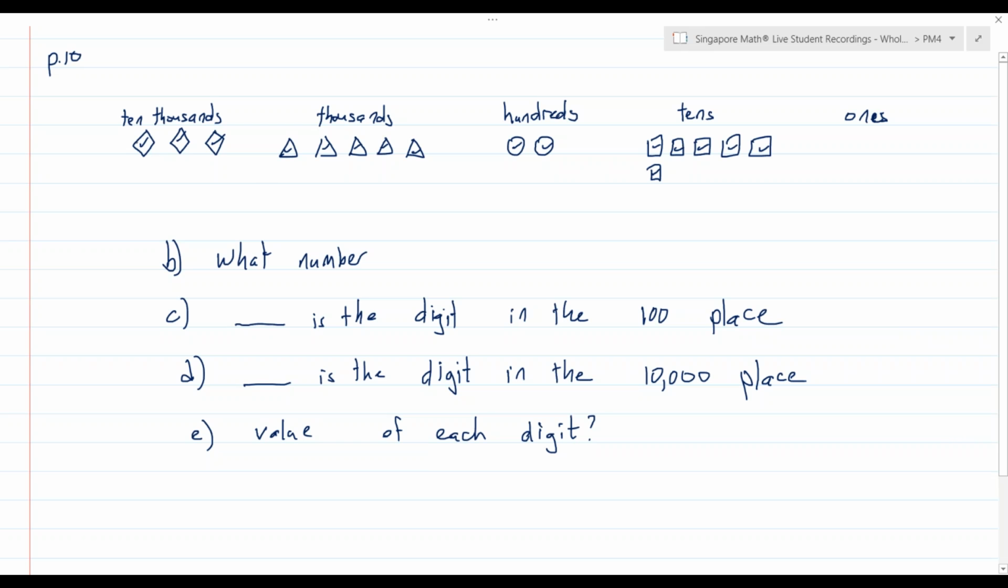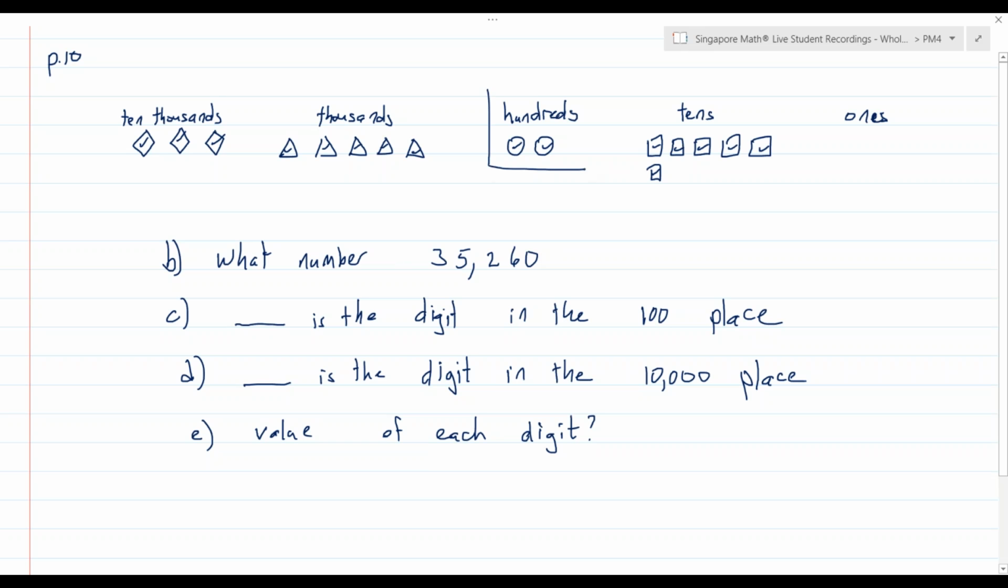And the answer to that is that there are 3 in the 10,000s place. There are 5 thousands, 200, 6 tens, 0 ones. So that picture and the one in the book would represent the number 35,260. The next question is, what is the digit in the hundreds place?